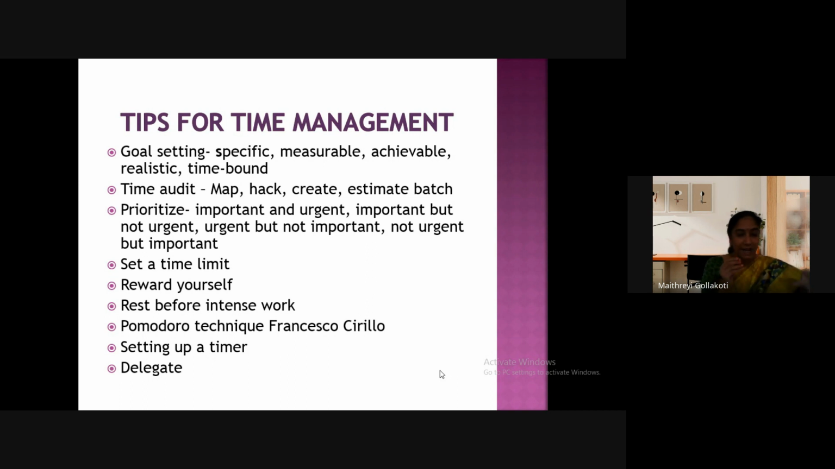Now, this is the task. I have to correct papers today. So, these papers I can correct in 1 hour. So, when am I going to do this? In this 1 hour slot, which is free.